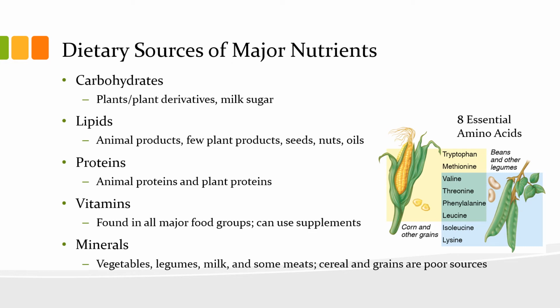The essential amino acids are the 8 amino acids, which you can see in this photo on the right, that our body cannot make. Hence, we must obtain these amino acids from our diet. So as you can see, strict vegetarians or vegans must carefully plan their diets to obtain all the essential amino acids and prevent protein malnutrition.